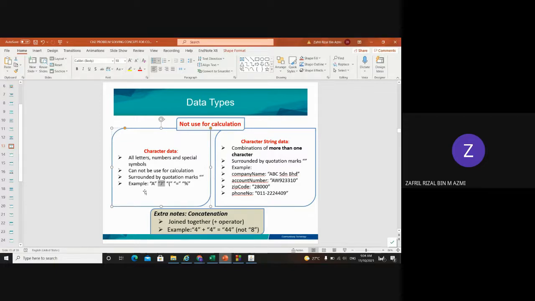So most probably the IC number is not a character string. So it goes back to your design as a programmer. If you want to do some calculation with the IC number, then don't declare the IC number as string data. You can declare it as numeric data. But if you don't have to use the IC number for any calculation, then you may declare the IC number as string data.